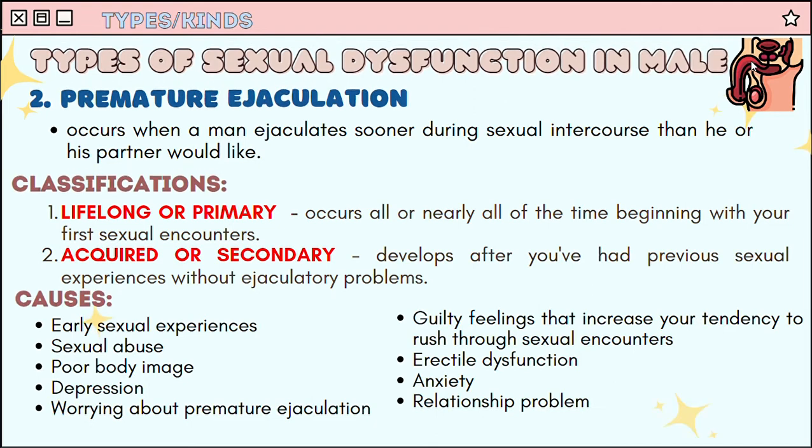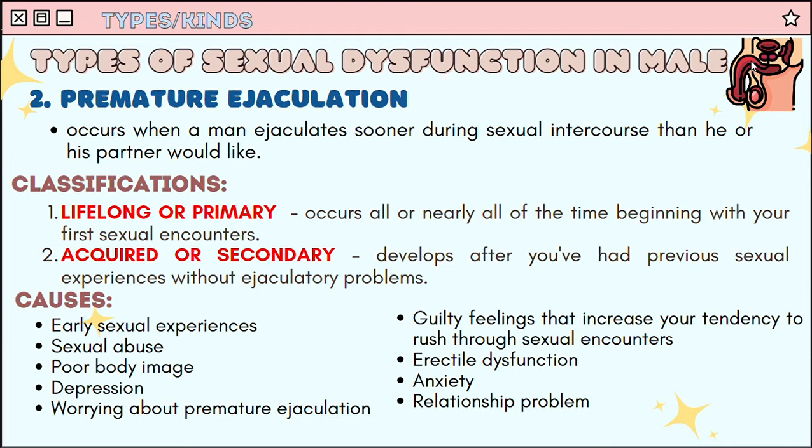Next, we have here premature ejaculation. This occurs when a man ejaculates sooner during sexual intercourse than he or his partner would like. So we also have two classifications, lifelong or primary, and acquired or secondary. Gaya rin siya ng classification ng una, which is the erectile dysfunction.